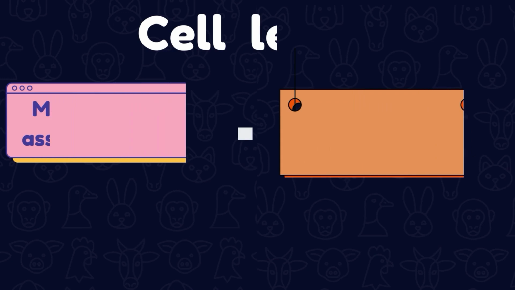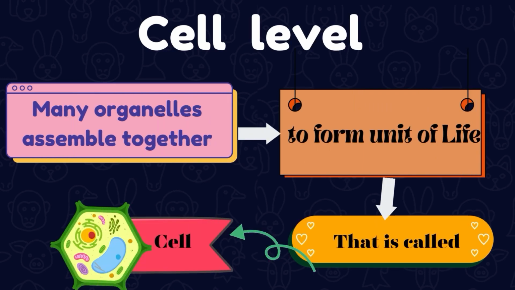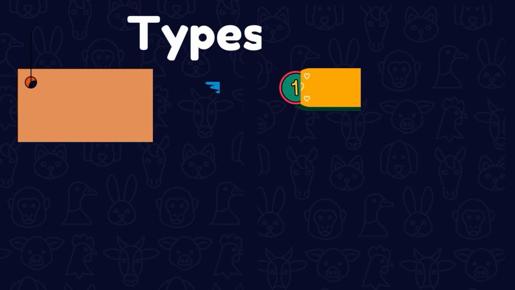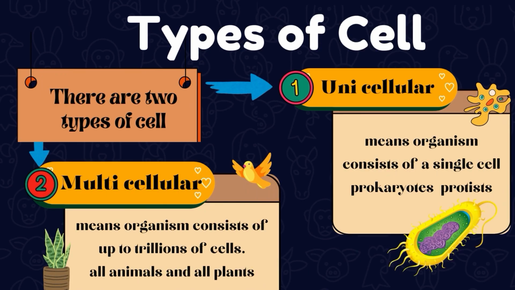Let's talk about the cell level in detail. Many organelles assemble together to form a unit of life that is called a cell. There are two types of organisms: one unicellular and two multicellular. Unicellular means the organism consists of a single cell, for example, prokaryotes and protists like bacteria, shown in the diagram.